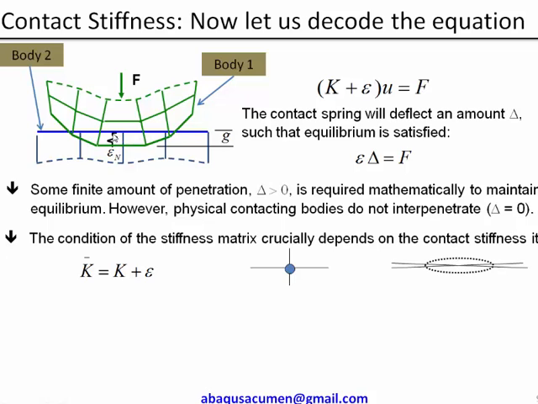Based on the penetration of body 1 into body 2, the solver will add a spring. This spring stiffness is calculated as stiffness times penetration equal to force. As I mentioned in the last slide, penetration should be 0, but for 0 the stiffness becomes infinity and you cannot solve it. So it allows some acceptable level of penetration, and based on that it calculates the contact stiffness. You add that contact stiffness to your overall stiffness, which is the geometrical and material stiffness, and you can start solving the overall finite element equation.